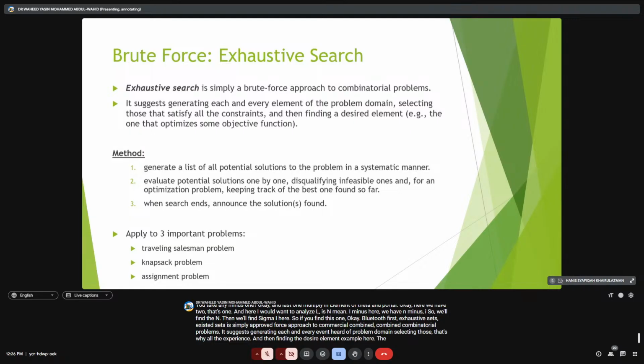For example, one that optimizes some objective function. So here we generate a list of all potential solutions to the problem in a systematic manner, evaluate potential solutions one by one, disqualifying infeasible ones and, for an optimization problem, keeping track of the best one found so far. When the search ends, announce the solution found. Okay, here we have exhaustive search, and here we have applied three important problems: traveling salesman problem, knapsack problem, and assignment problem.